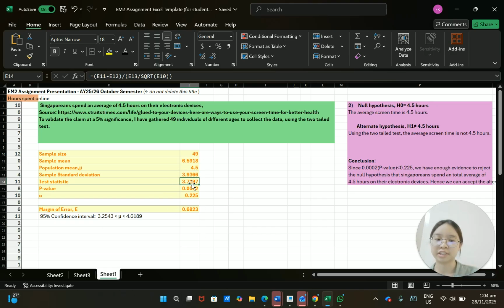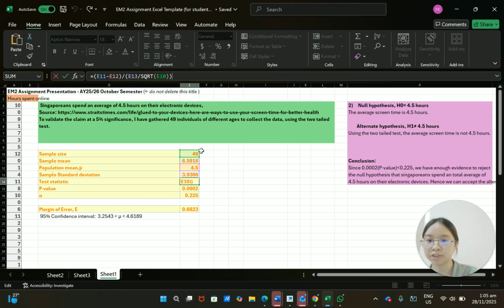So my test statistic, it tells us how different our data is from the expected null hypothesis. So it's a calculation value that we'll use later for the p-value or the probability value. So this is the formula that I used for it. So we take the sample mean minus the population mean, divided by the sample standard deviation divided by the square root of sample size.